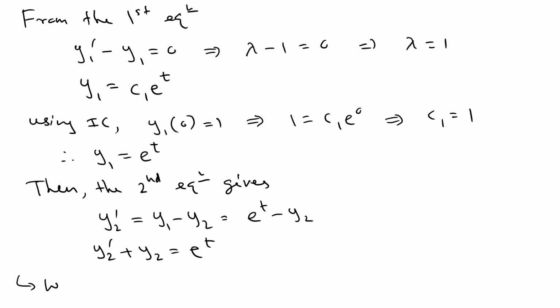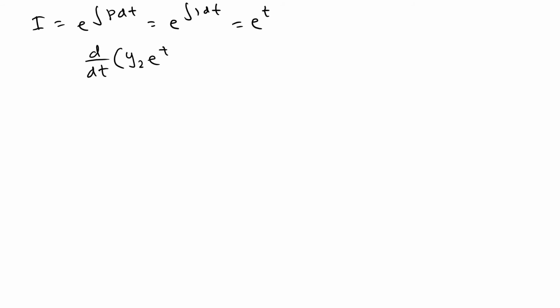So we use the integrating factor method. In this case, the integrating factor will be e to the integral of 1 dt, so e to the t. Good. So the integrating factor is simply e to the p dt, so e to the 1 dt, which is e to the t. Then we have d over dt of e^t times y2. You multiply the other side by the integrating factor too, so that means e to the 2t.